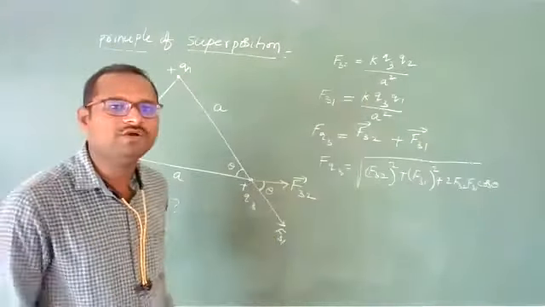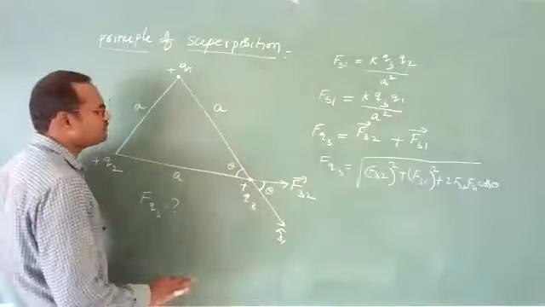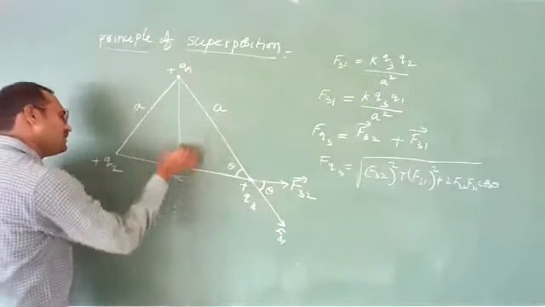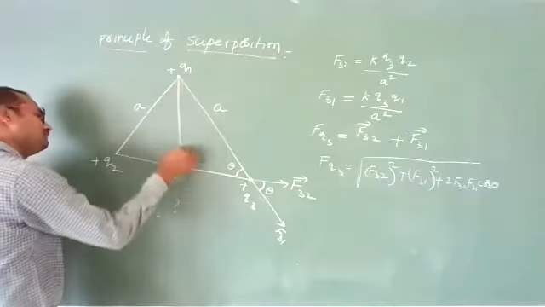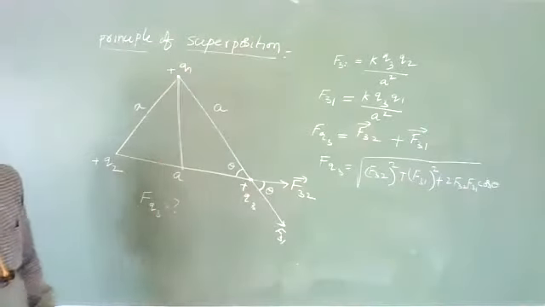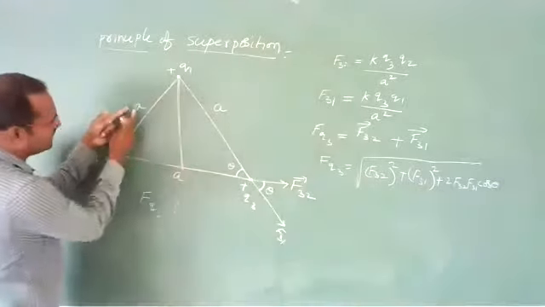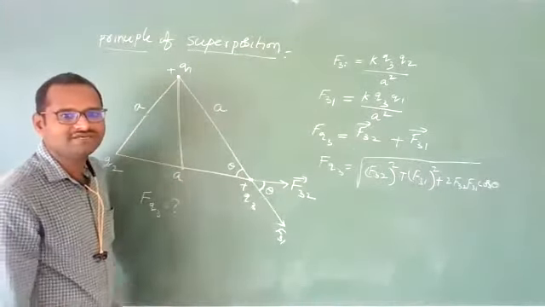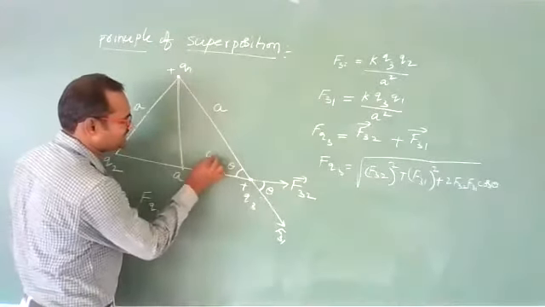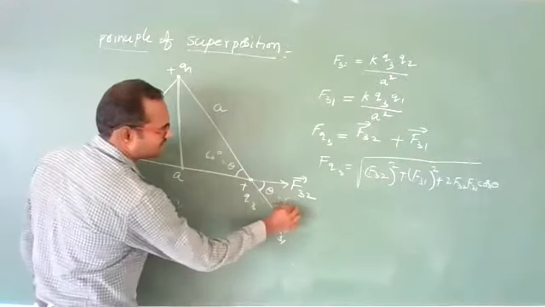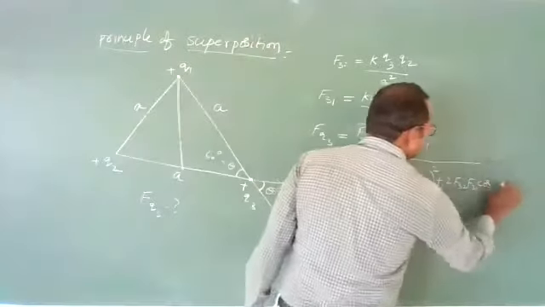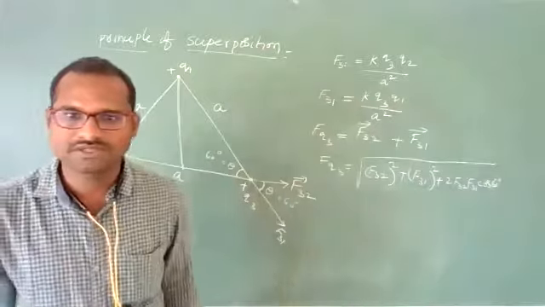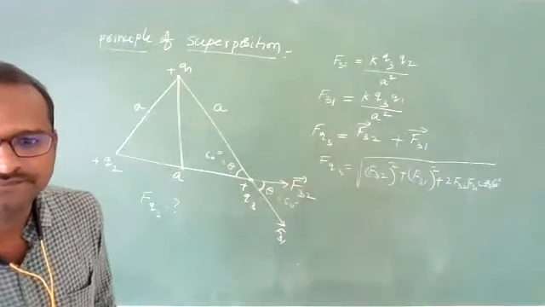But cos theta value how much, sir? We need to see the cos theta value. Very simple. All these sides are equal, which means it is an equilateral triangle, so this angle theta is 60 degrees. So cos 60 degrees we can write directly. Clear, students? Are you understanding?